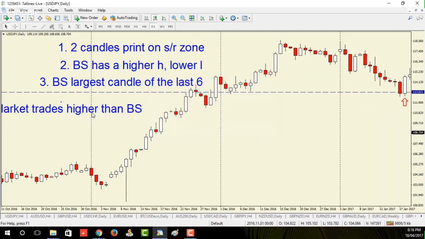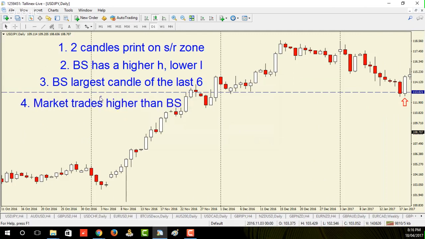The market has to trade higher than the big shadow. So I always put my buy stop above the high of the big shadow. And then, of course, you have to add the spread when you're buying, right? So I add the spread, and I put it like 6 or 7 pips above the high of that. And if it doesn't trigger in 2 candles, it's trade over.